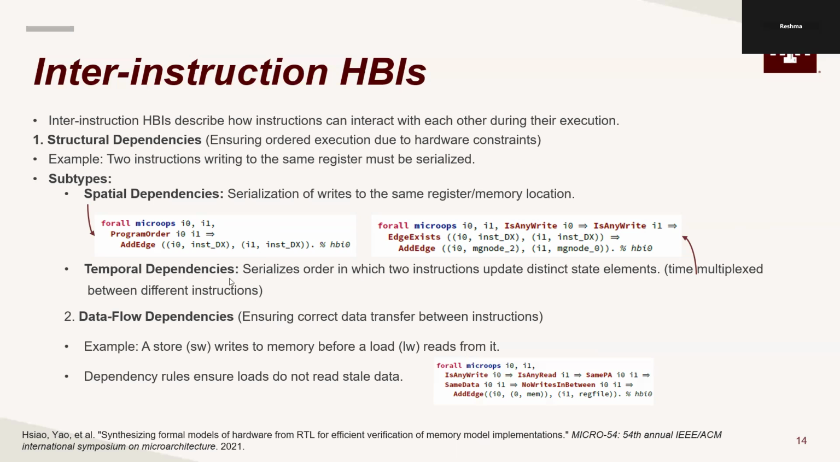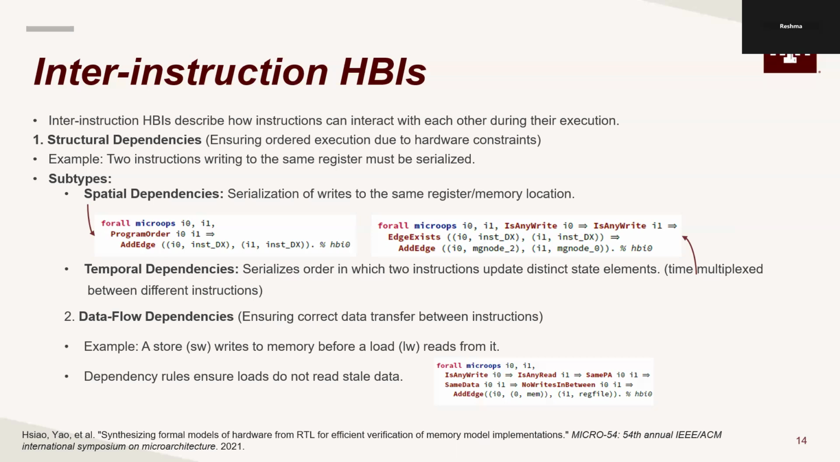When we talk about temporal dependencies, we have to manage execution order when different instructions update distinct state elements. So execution time is multiplexed across instructions. When we look at this example, this axiom asserts that for all pairs of instructions I0 and I1, and both of them are write instructions, if I0 updates instruction DX before I1 does, then I0 will update MG node 2 before I1 updates MG node 0. So just one HBI is included here, but this gives a great example of what temporal dependencies mean.